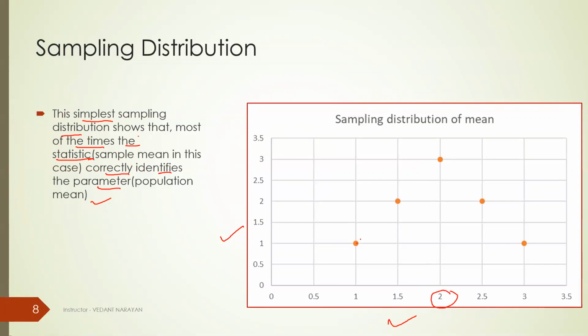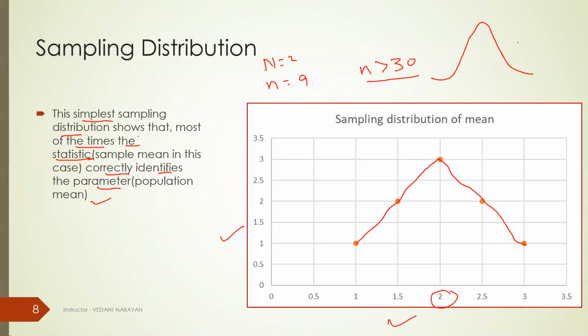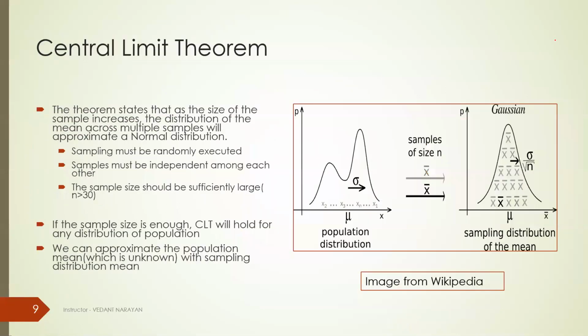And if you connect these dots, you see that it follows a triangular kind of shape, because here n was 2 and N is equal to 9. In the next slide, we'll see that if n is greater than 30, meaning the sample size is greater than 30, then the sampling distribution follows a normal distribution, and we call this theorem the central limit theorem. Let's move on to the central limit theorem.